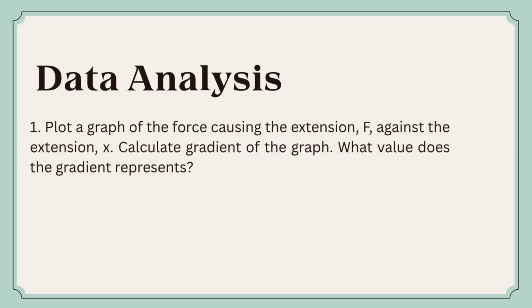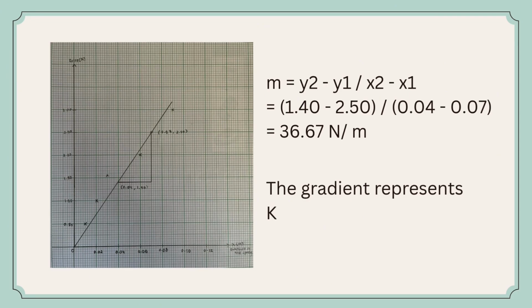As for the data analysis, there are 5 questions. The first one is to plot a graph of the force causing the extension F against the extension x. Calculate the gradient of the graph. What value does the gradient represent? As you can see, here is the graph, and the gradient is 36.67 Newton per meter. The gradient represents k.